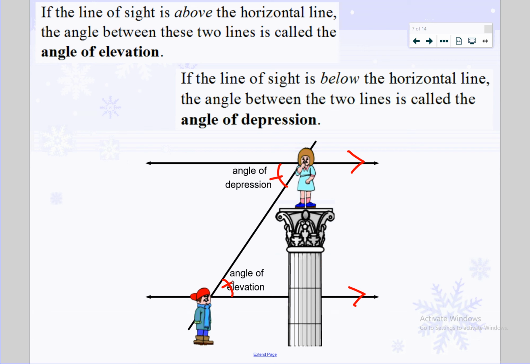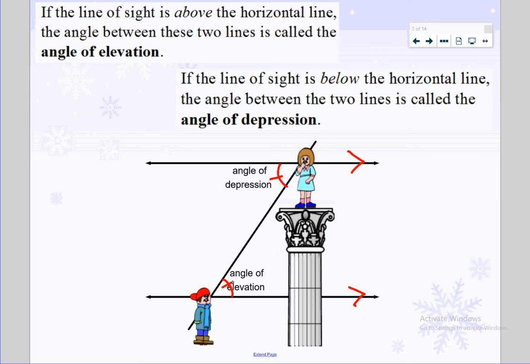Do you remember what property from geometry that is? Starts with an A. That's it. They are alternate interior angles, which you don't need to know for trigonometry, but that's why they are equal. When we have horizontal lines cut by a transversal, alternate interior angles are equal to each other.